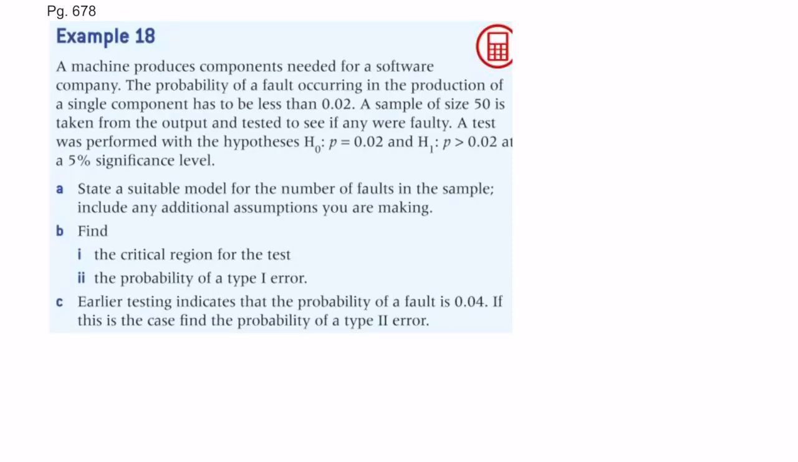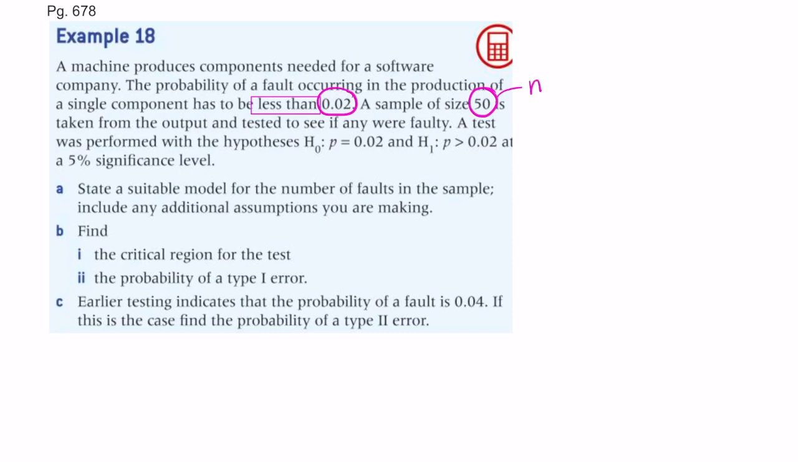Let's do one more example. We have a machine that produces components needed for a software company. The probability of a fault occurring in the production of a single component has to be less than 0.02. A sample size of 50, that's n, is taken from the output and tested to see if any were faulty.